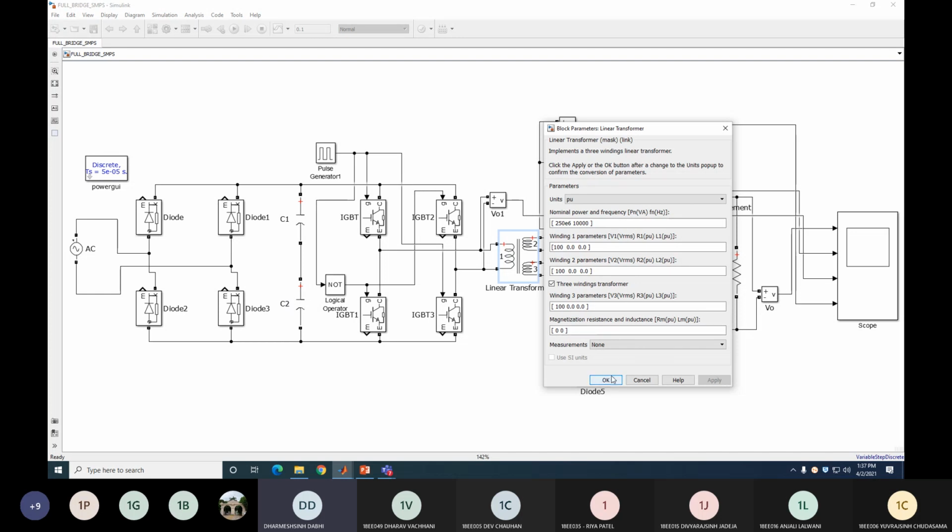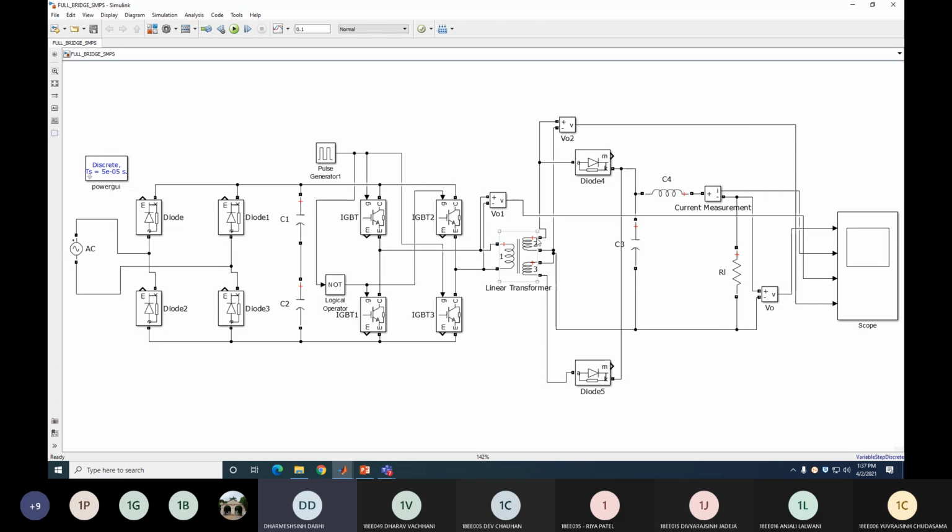transformer. Okay. So it is the same as a half-bridge SMPS, just changed here: instead of 2 switches, I use 4 switches, and at a time 2 switches are on. The logic is the same to turn on this IGBT. These two IGBTs turn on at the same time, so the same gate pulse is applied. You can see the same gate pulse is applied, the output of this pulse generator.